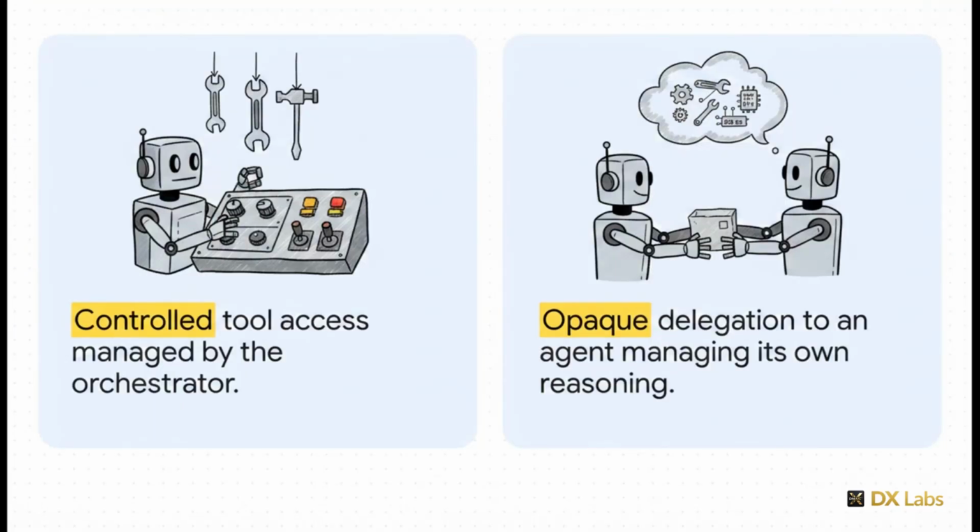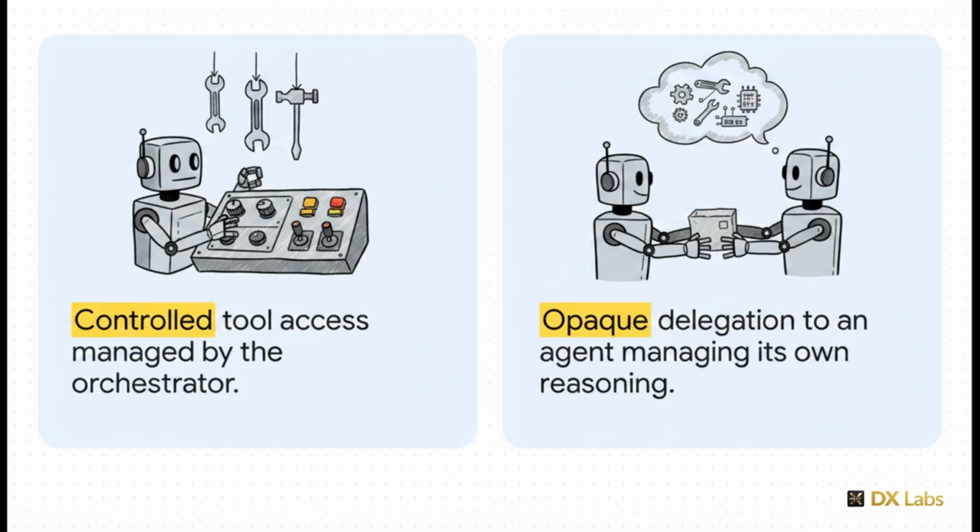The Model Context Protocol, or MCP, is all about controlled orchestration. Your orchestrator connects to tools and data sources that are exposed as MCP servers, but you are the one governing which tools get invoked and how those results are synthesized.